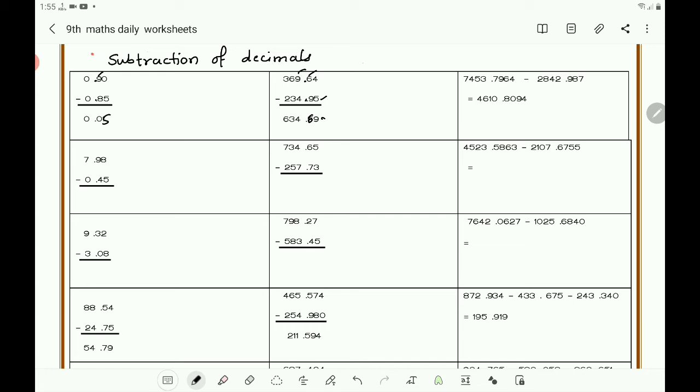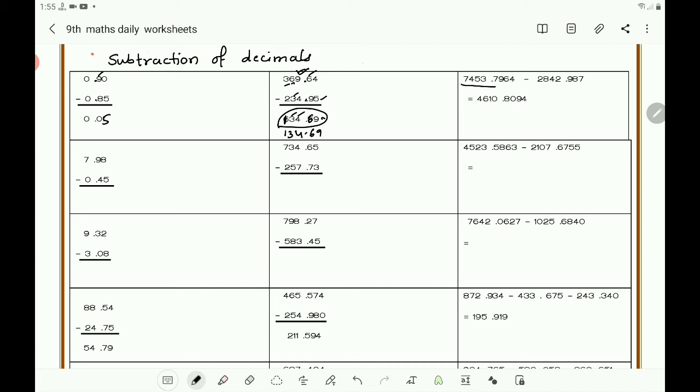Then here what is remaining? 8. 8 minus 4 is 4, and 6 minus 3 is 3, and 3 minus 2 is 1. So you got the answer 134.69. So what is the answer you got? 134.69. That is the answer. Then you take the next one.